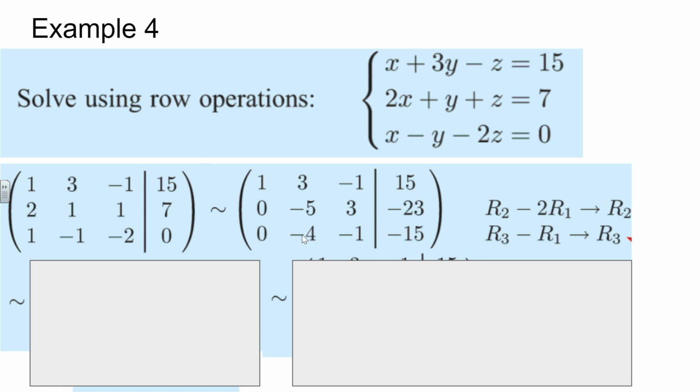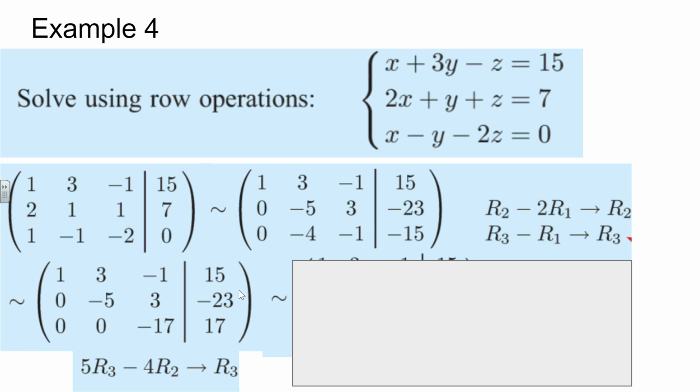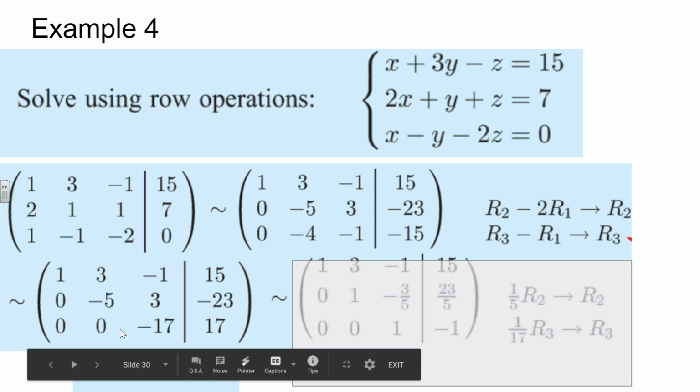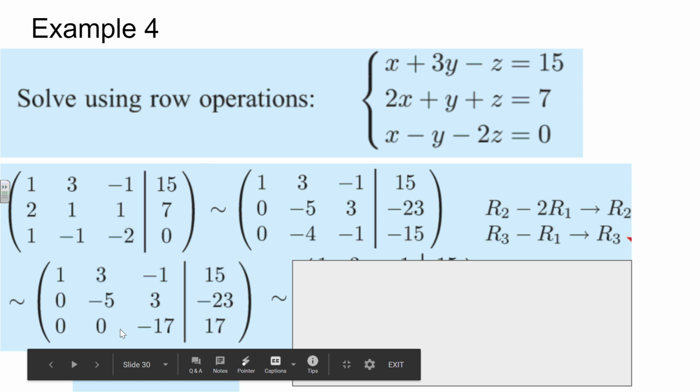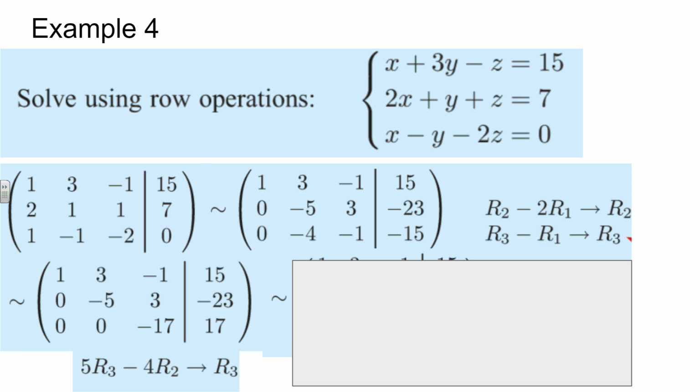So let's talk about how we're going to get that. What we're going to do is take 5 times row 3. Now the row 3 value was negative 4. So if I multiply that by 5, I'm going to have negative 20. Then I'm going to subtract 4 times R2, because that's going to be a positive 20. So negative 20 plus 20 gives me that 0. And that will yield a scenario where I have 0, 0 across the bottom row. And then I have negative 17.